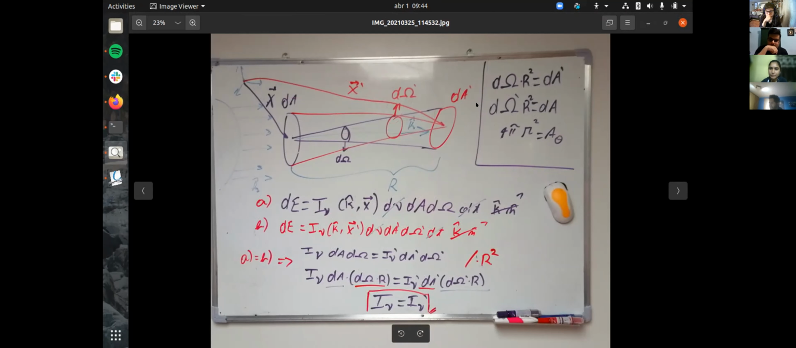So the idea is that first, for equation A, we write down the expression for the energy that's crossing dA and that's traveling towards dA prime. So expression A is the energy that crosses dA and that will eventually cross dA prime. Is that clear? Yep. Okay. Now then again, knowing this, we write down the expression for the energy that crosses dA prime.